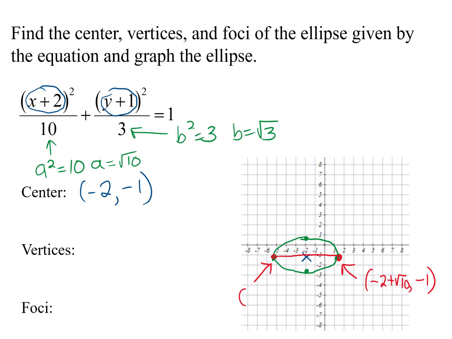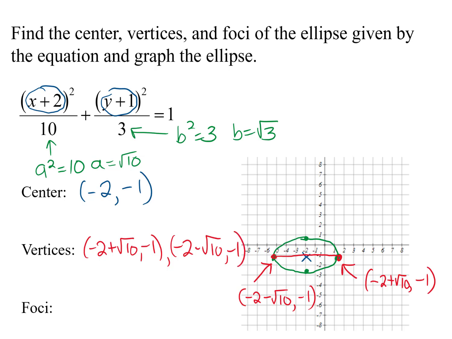Now, to get the other one, we started at -2, and we took away or went to the left the negative square root of 10, and then we didn't change the y value. So my vertices are going to be -2 plus square root of 10 and -1, and -2 minus the square root of 10 and -1. You see from the picture, we moved in the x direction, didn't change y, so we add and subtract the square root of 10 to the x value.